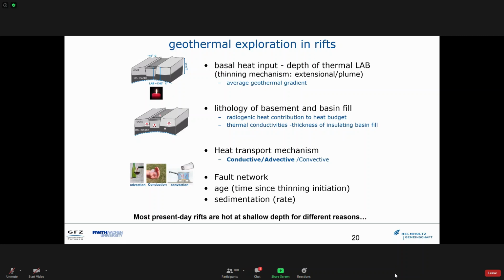In addition, sedimentation rate is also a question of steady state or not steady state. If the sedimentation rate is very fast, the system will not have equilibrated. So caution for these additional mechanisms that I had no time to treat in the talk. And my final conclusion is a very general one: most present-day rifts are hot at shallow depth, but for very different reasons. Thank you.